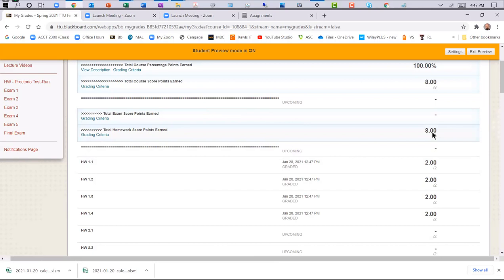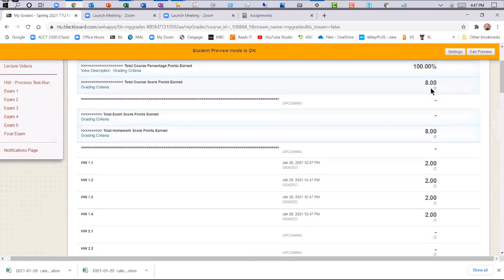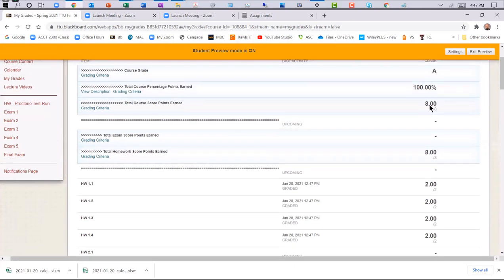Up towards the top, you see that we will keep track of a running total of how many points you've earned on homework assignments and on exams. And then the running total overall is shown up above that. The number of points you've earned out of the denominator will determine the percentage of points that you have earned to date. That percentage corresponds to your grade. If you have any questions about that, feel free to refer back to the syllabus or give me a holler.